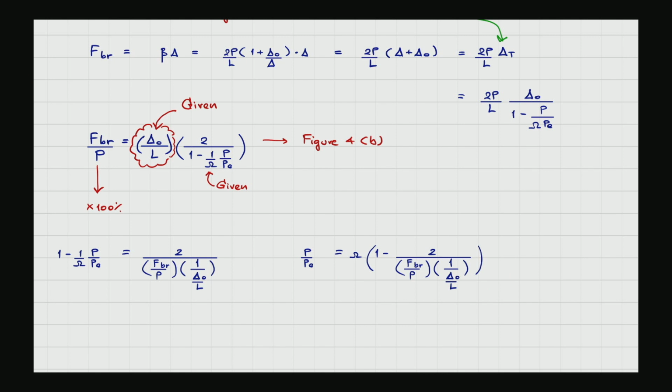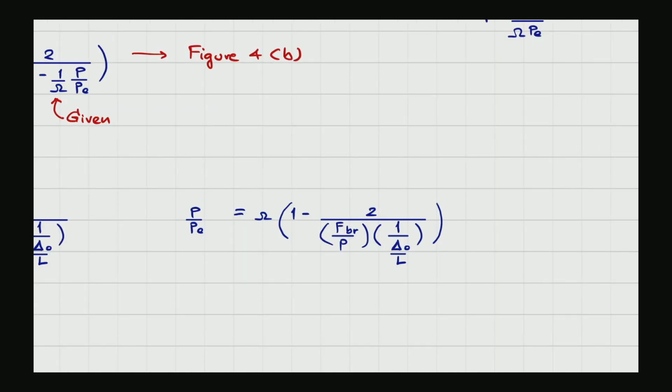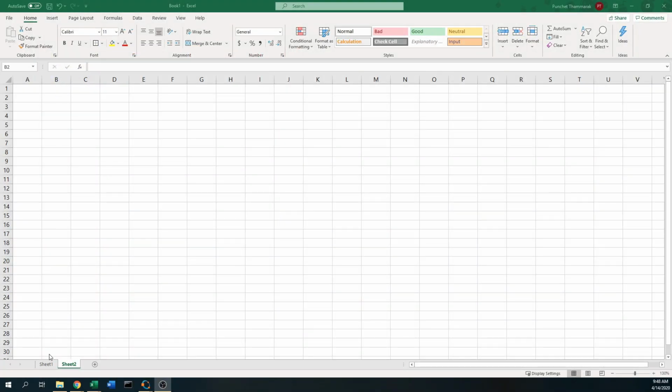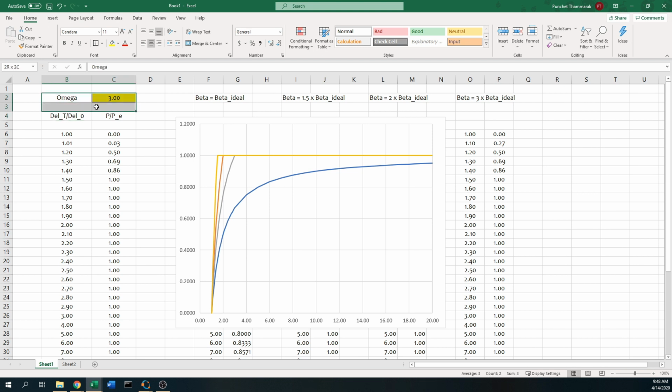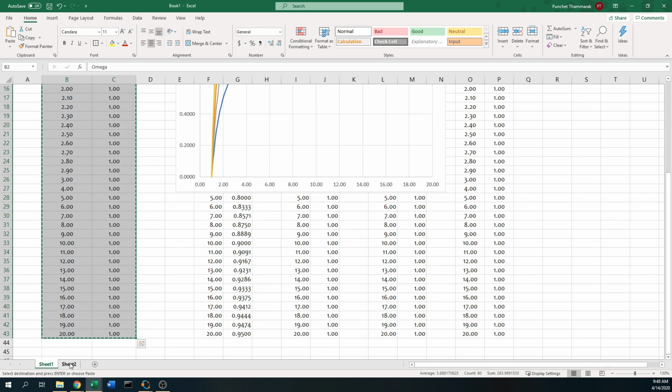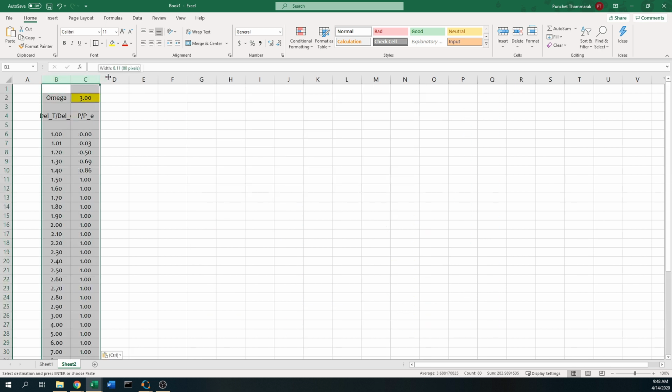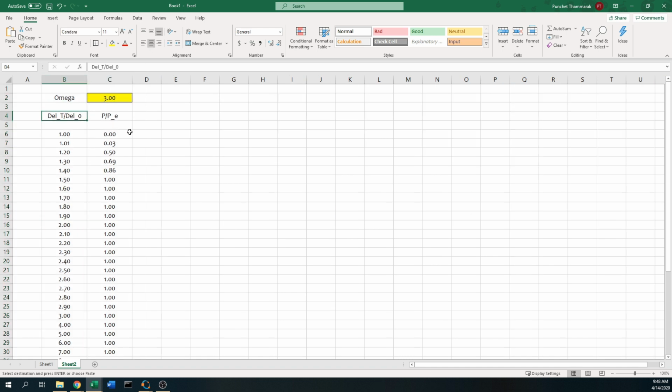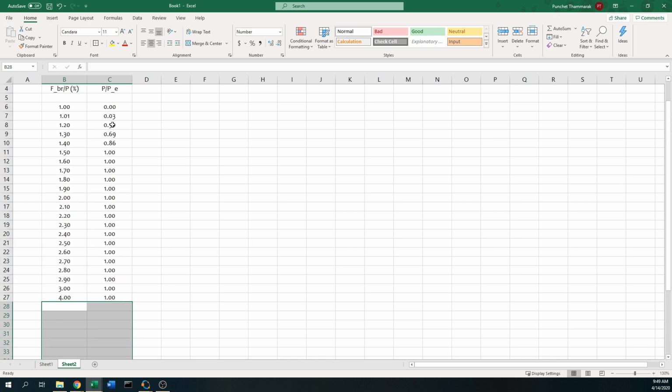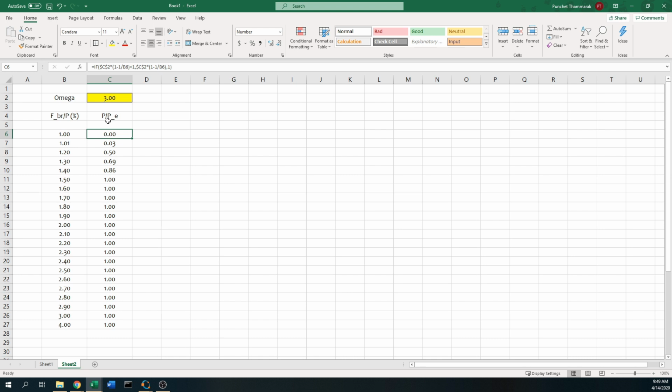We are going to compute this expression. Come back to here. I need this so I can use it. This is not delta. This is the FBR, bracing force divided by the P, which is the percent. And we are going to cover somewhere around 3 to 4%. The expression here, bracing force.